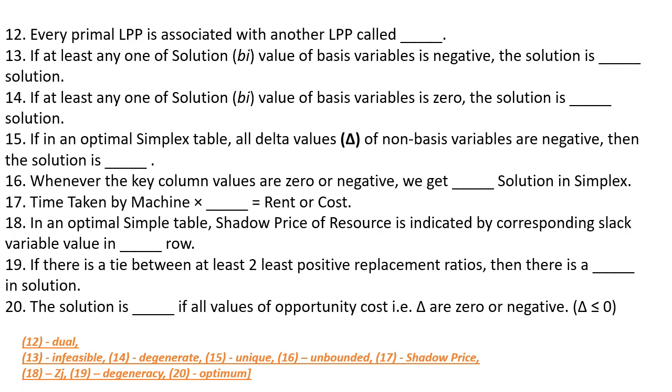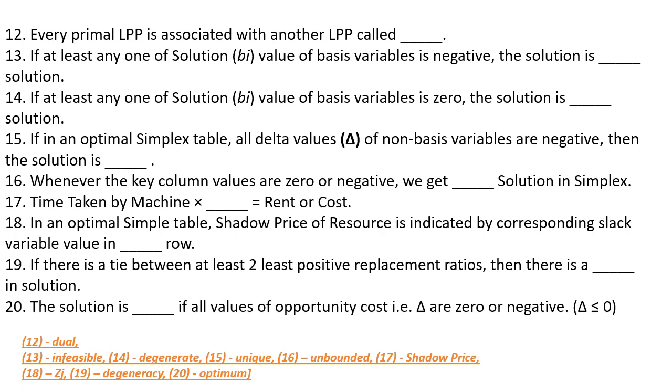13. If at least any one of the solution values of the basic variables is negative, the solution is dash solution. Infeasible solution. If at least any one of the solution values of a basic variable is 0, the solution is dash solution. Degenerate. If in the optimum simplex table all delta values of non-basic variables are negative, then the solution is unique. Whenever the key column values are 0 or negative, we get dash solution in simplex. Answer, unbounded.